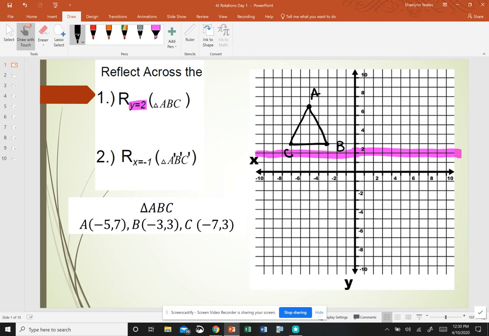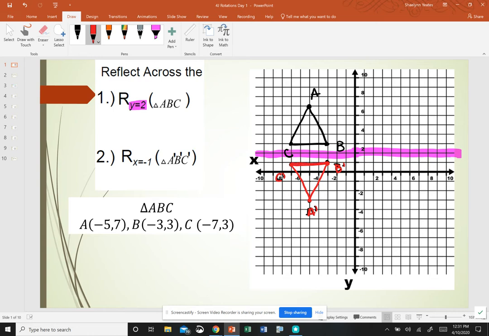Okay, so B was originally 1 above, so now we're going to be 1 below. So here's B prime. A is originally 1, 2, 3, 4, 5 above, so now we're going to be 5 below. 1, 2, 3, 4, 5. Here's A prime. And then C prime is 1 above, so now we're going to be 1 below. Okay, so here's my new triangle.